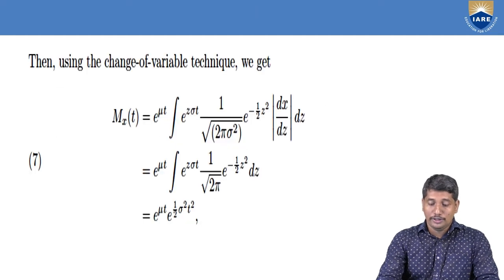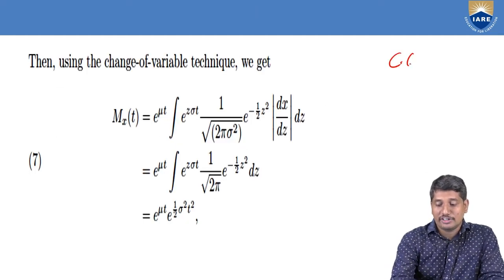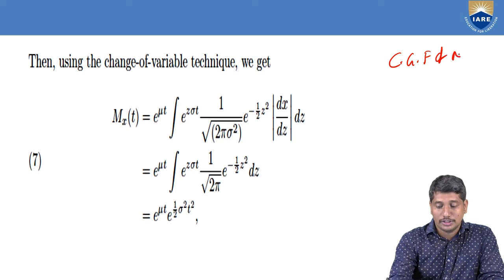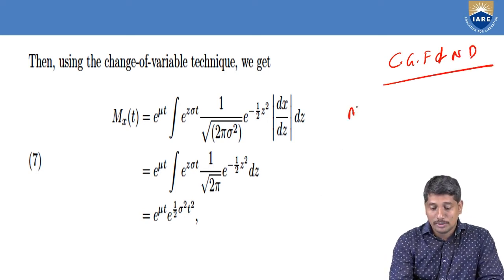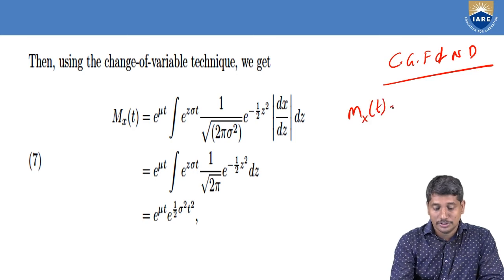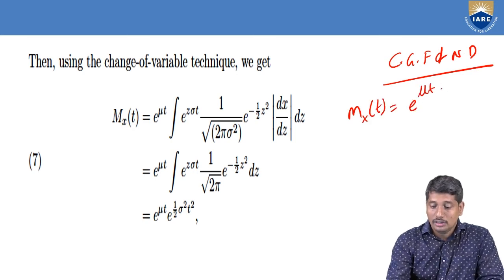Now, we are going to see the cumulant generating function of normal distribution. So, let us consider the moment generating function of the normal distribution, that is e power mu t plus sigma square t square by 2.